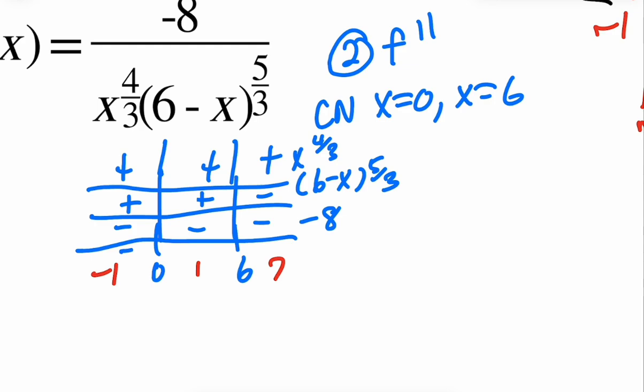Okay, so we have 1 negative, 1 negative. 0 isn't a point of inflection. But 6 is, you'll notice that this is a change in concavity. So that is an inflection point.